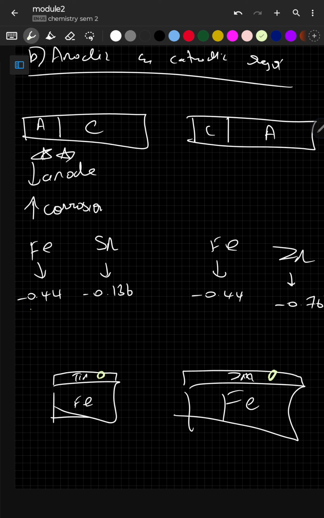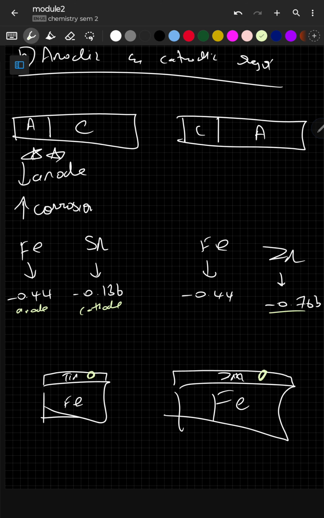Here this will be the anode, which is larger in positive and smallest in negative. This is the anode, this is the cathode. Again this way, this is going to be the anode, this is going to be the cathode.